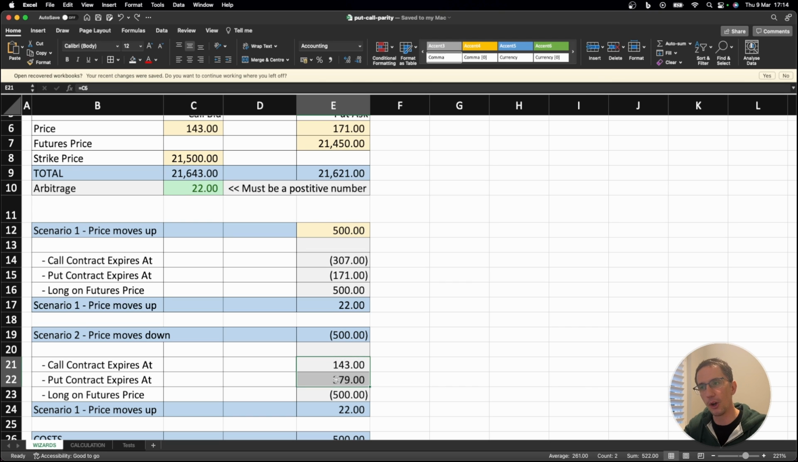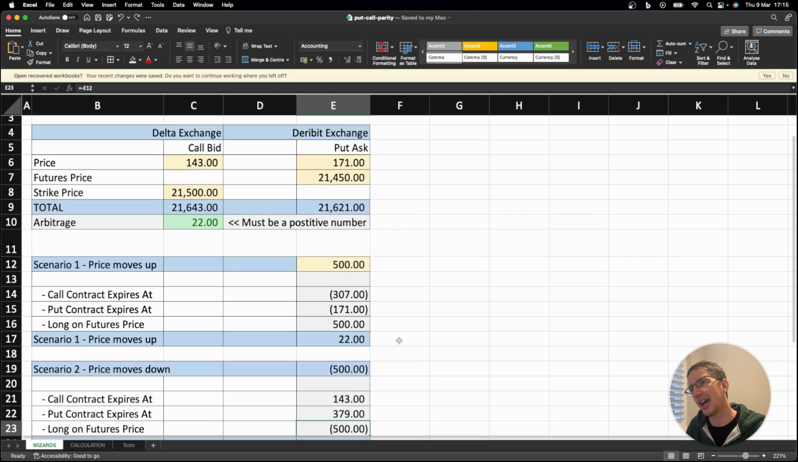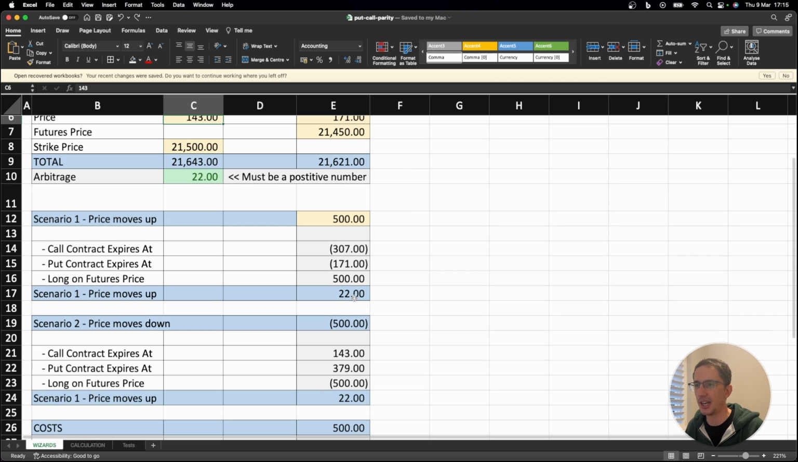So I've made money on my call and I made money on my put, but I've lost money on going long on the futures price. But it just turns out that because of the, let's call it mispricing between the two exchanges, I make a net gain of $22. It doesn't matter how much the price goes up or down by in either scenario. Does not matter. I lock in profit, and that's the arbitrage. Now this is known as put-call parity.